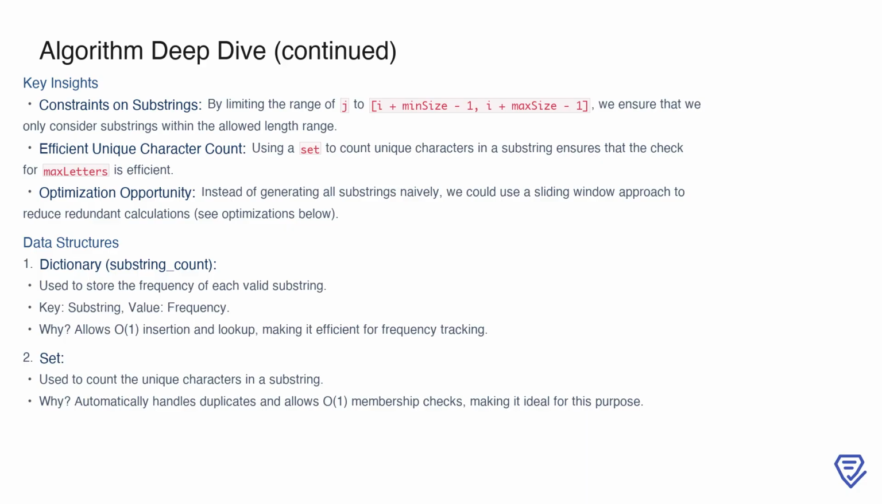Moreover, this brute force approach opens the door to potential optimizations. For instance, instead of generating all substrings naively, we could use a sliding window technique to reduce redundant calculations. In terms of data structures, a dictionary is ideal for storing substring frequencies because it allows fast lookups and updates. Similarly, a set is perfect for counting unique characters, as it handles duplicates automatically and provides constant time membership checks.